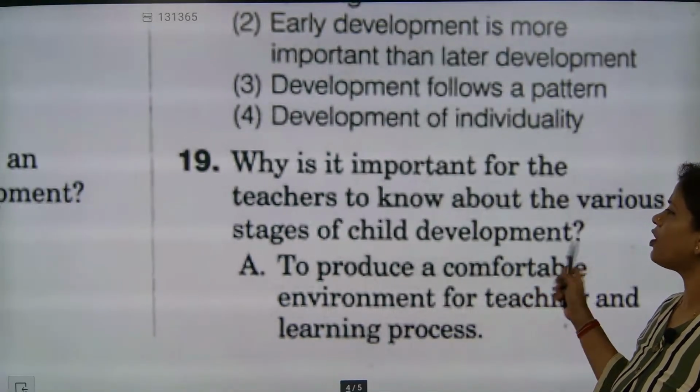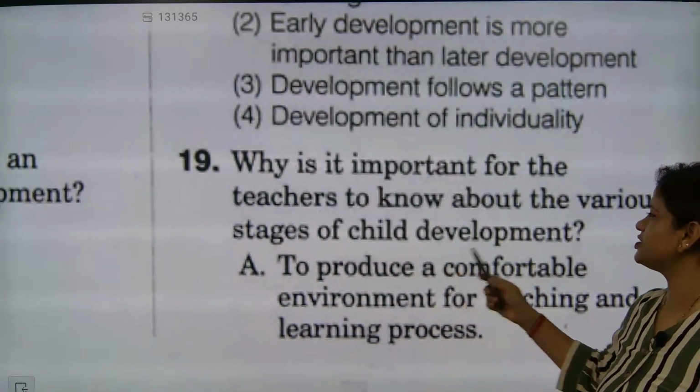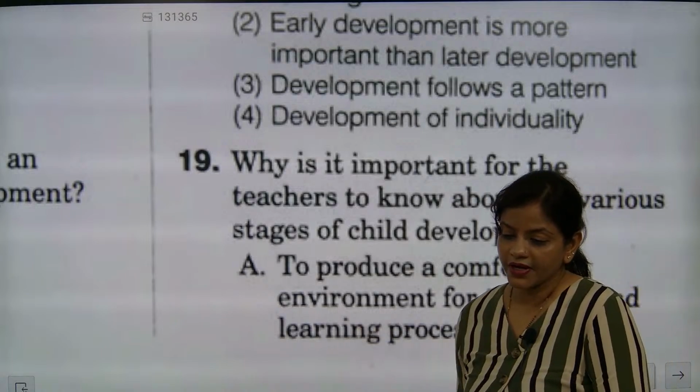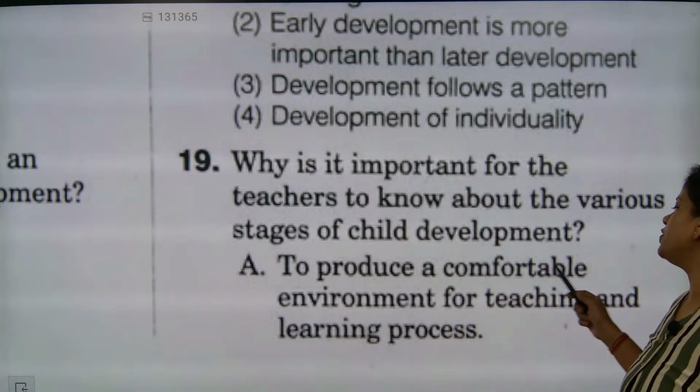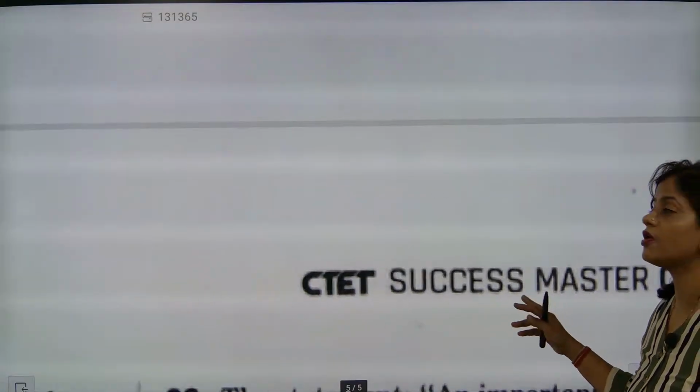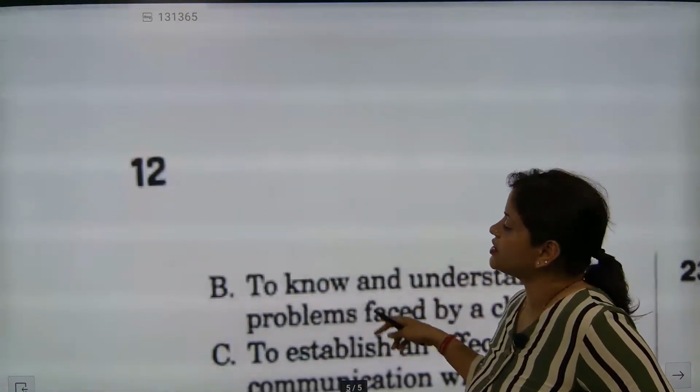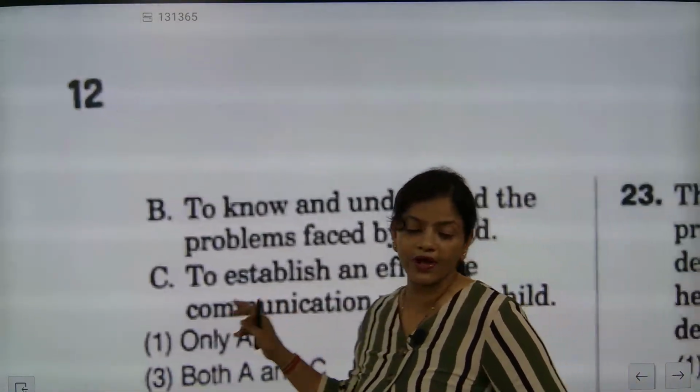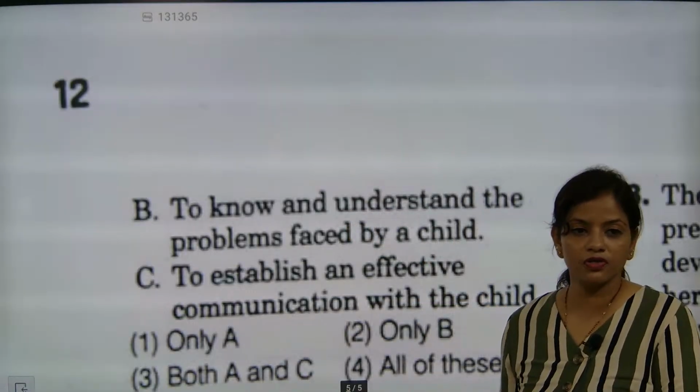Why is it important for the teacher to know about the various stages of child development? Okay, now I'm getting the question. So here, to produce a comfortable environment for the teaching and learning process, yes, that's the most important thing, because if I'm knowing the stages, I will be able to provide a comfortable atmosphere for the student.